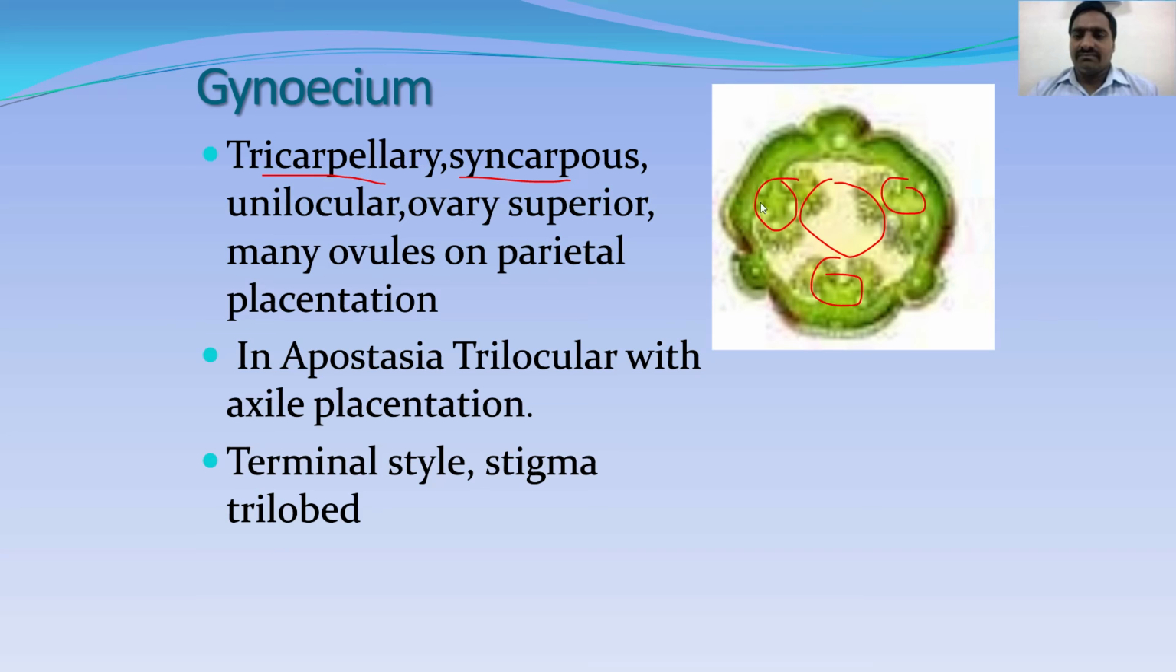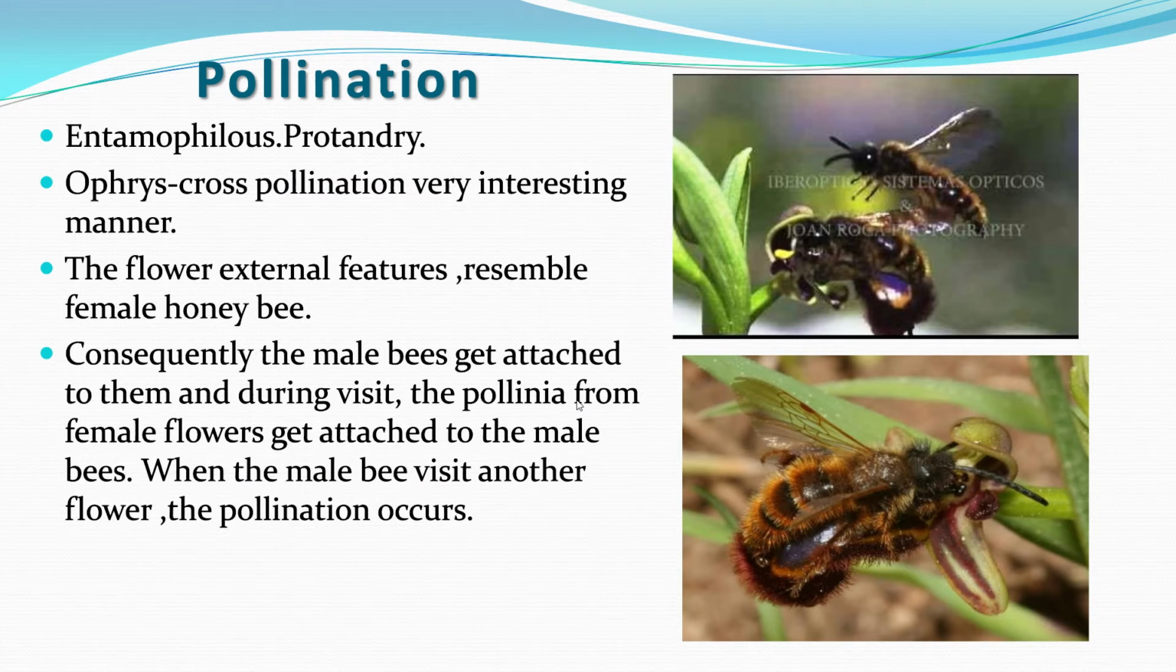Inferior ovary is present. Many ovules are arranged on parietal placentation. You can see this is the parietal placentation. In Apostasiaceae, trilocular with axile placentation is present. Terminal style and trilobed stigma are also present in this Orchidaceae family.